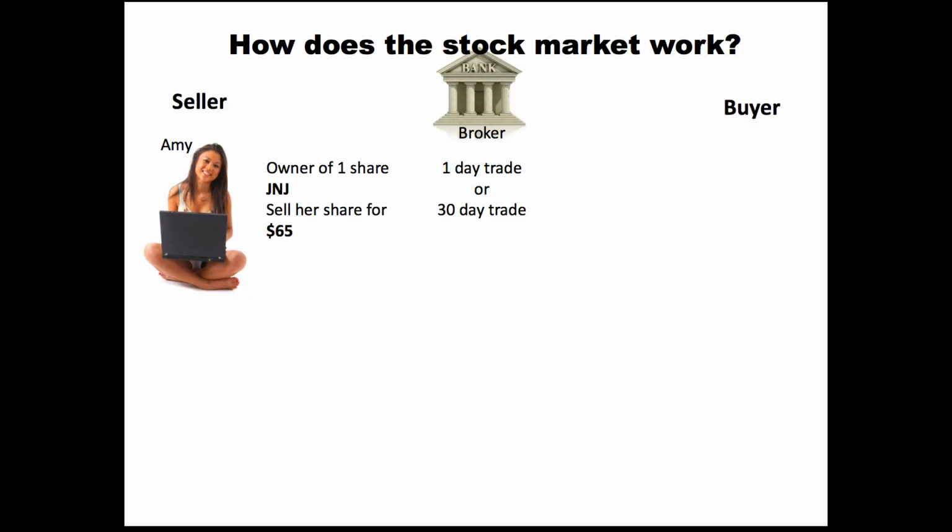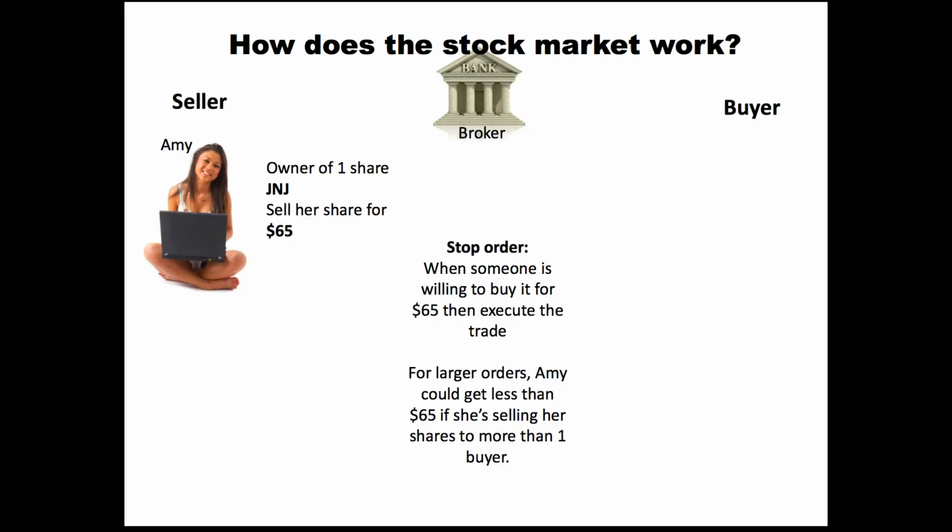So when Amy does this and she's going to sell her one share, she has the ability to put it on the market for one day for the $65 that she wants, or she could set it up for a 30-day trade, meaning that she has 30 days to find somebody that will buy her share for $65. Now, the first type of order that we're going to talk about is what's called a stop order.